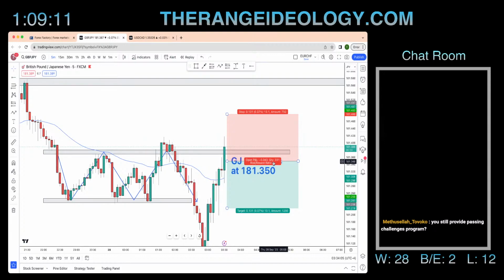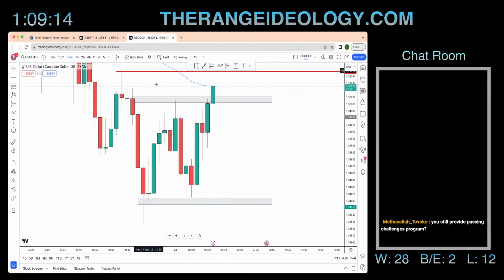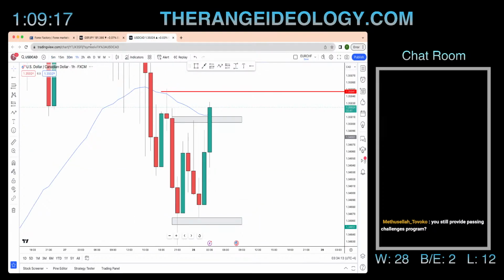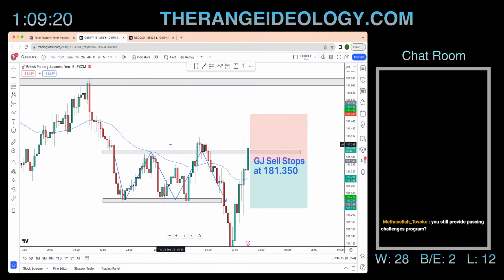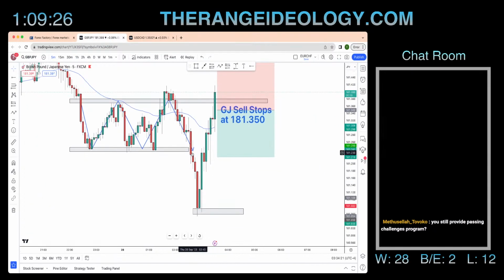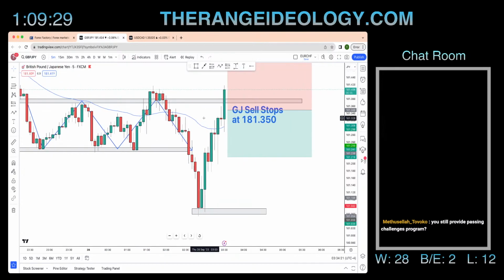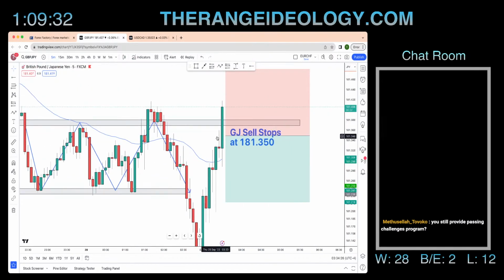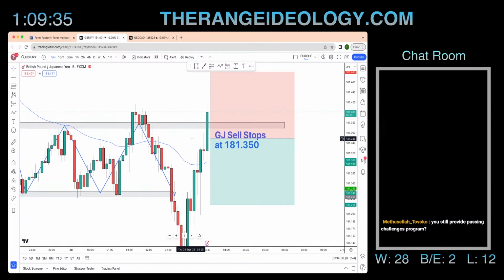All right, still waiting here. We have 1 minute left for the new 5-minute candle. Now USD CAD is pushing up. And we could see GJ ride back down. All right, here comes a new 5-minute candle. Let's see what happens here.